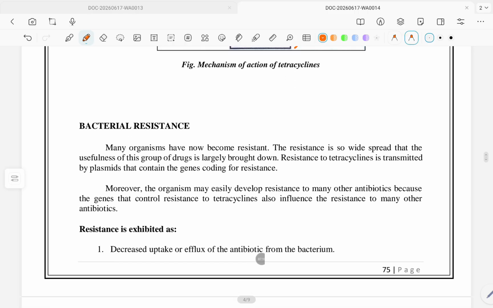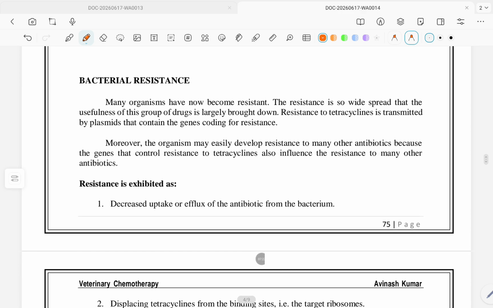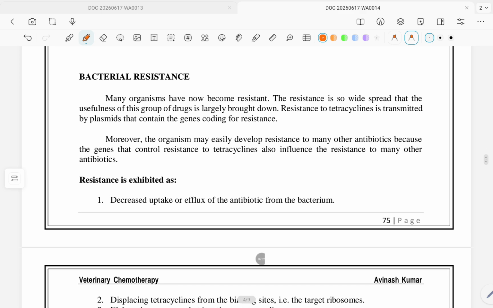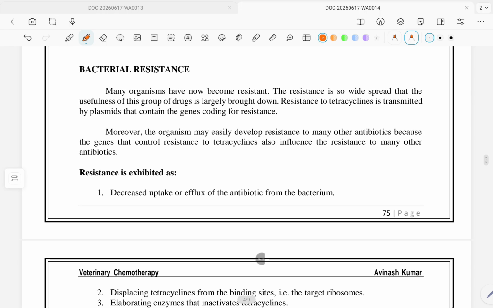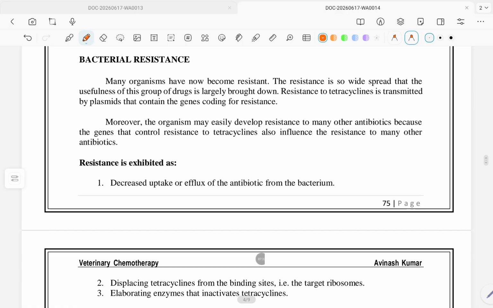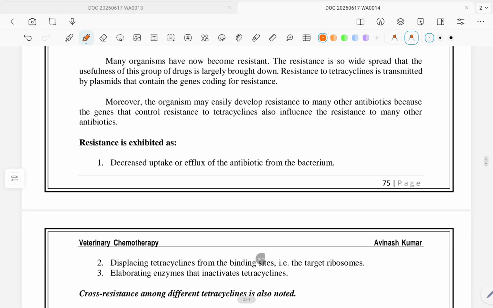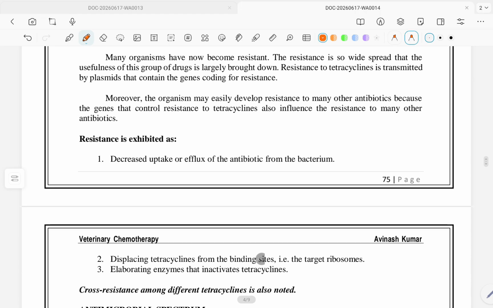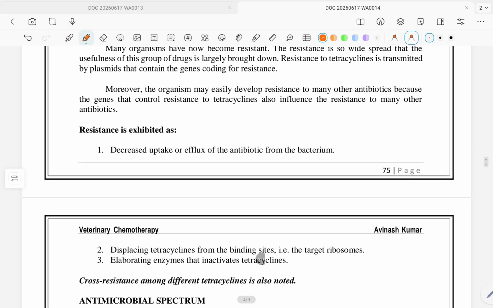Bacterial resistance. Many organisms have now become resistant. The resistance is so widespread that the usefulness of this group of drugs is largely brought down. Resistance to tetracycline is transmitted by plasmids that contain the gene coding for resistance. Moreover, the organism may easily develop resistance to many other antibiotics because the genes that control resistance to tetracycline also influence the resistance to many other antibiotics.